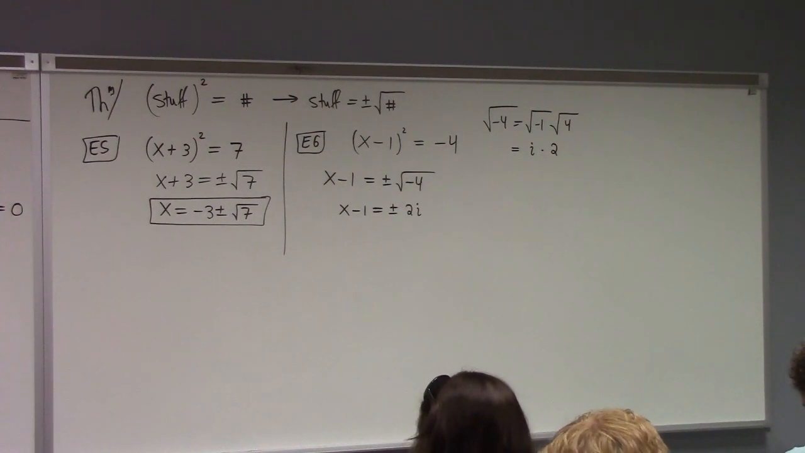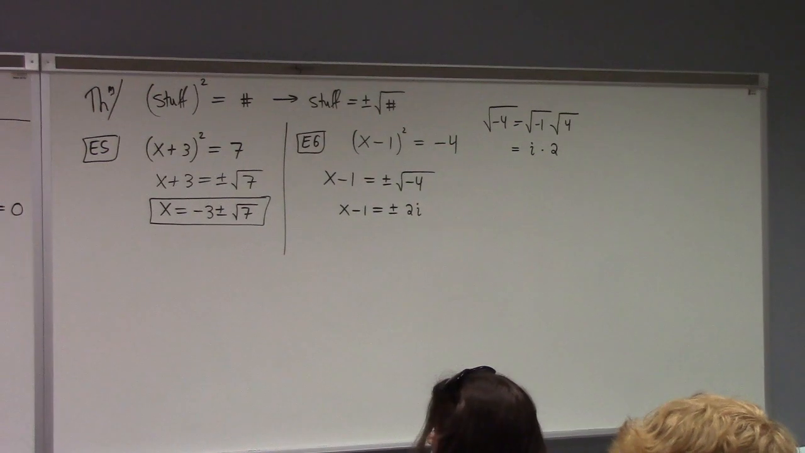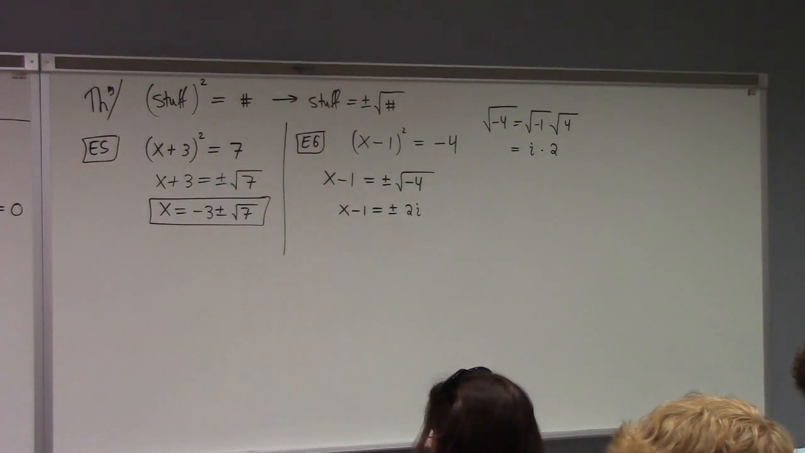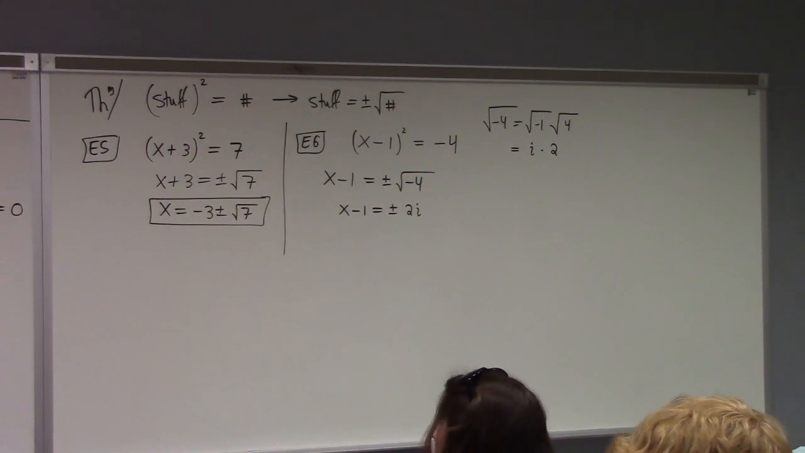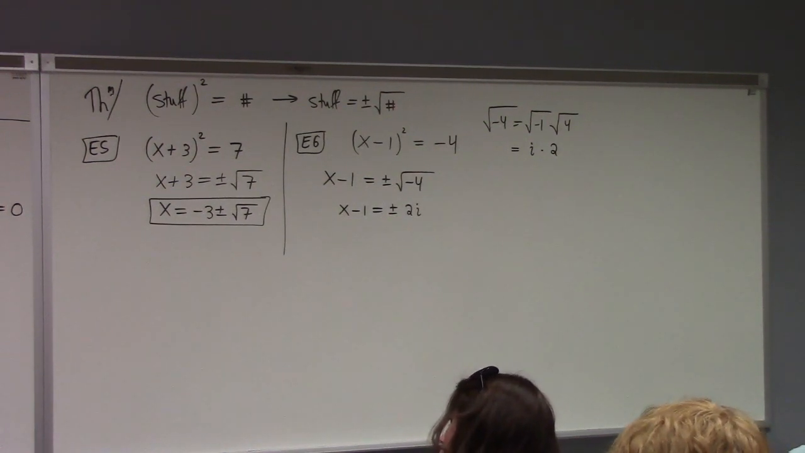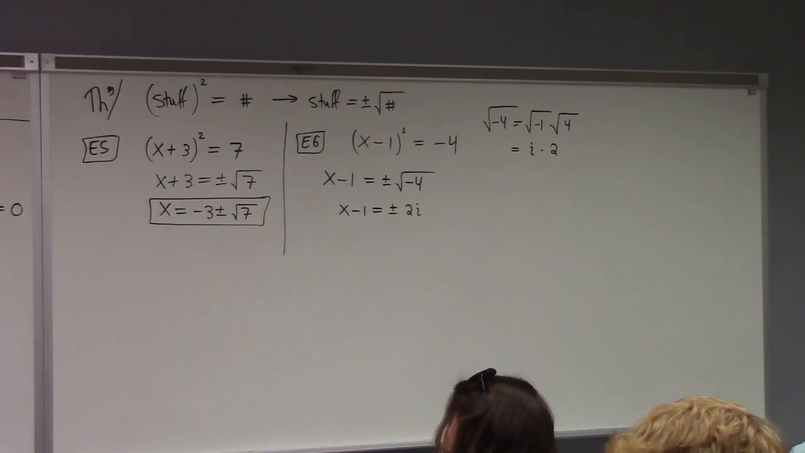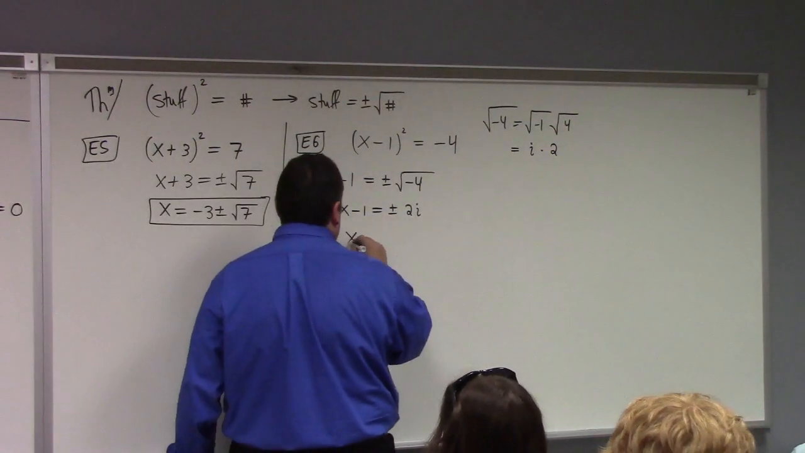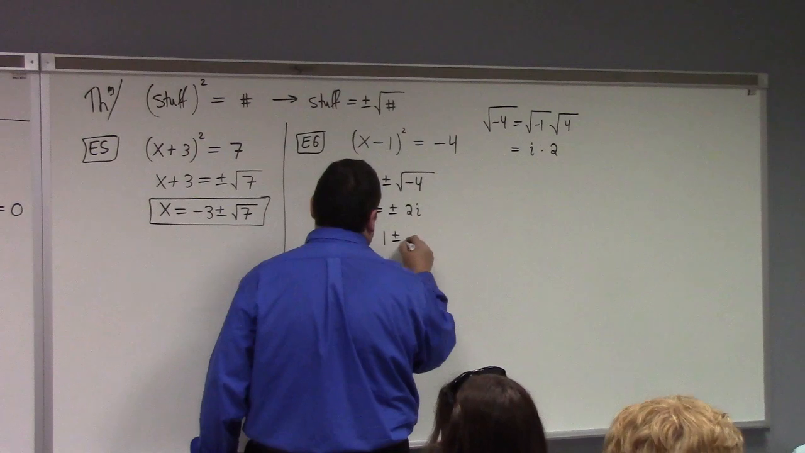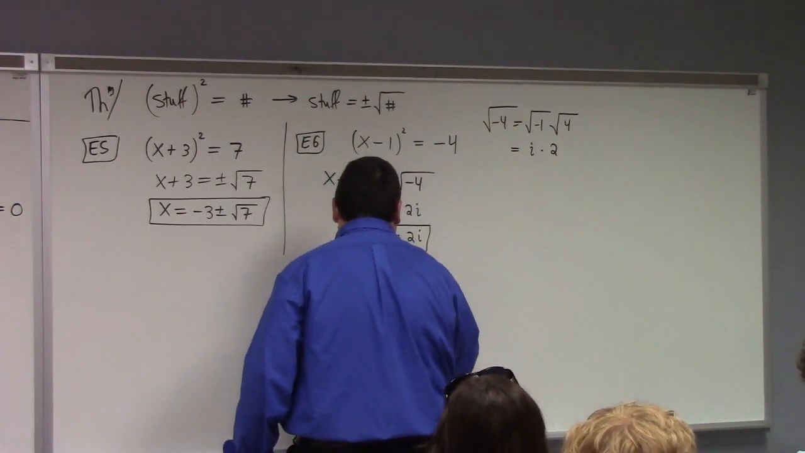It's pretty old. Euler invented this notation in 1777, if my memory serves me correctly. So it's been around a bit. If you look at books that are old enough, instead of having i, they've got square root of minus 1 written all over the place. It's horrible. i is so much nicer. And then x is equal to 1 plus or minus 2i. And there's your solution.